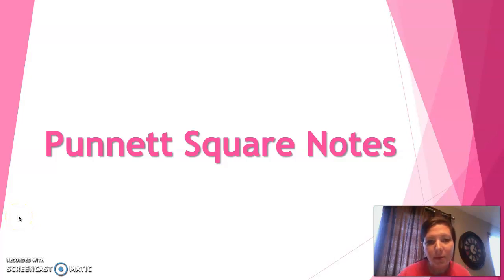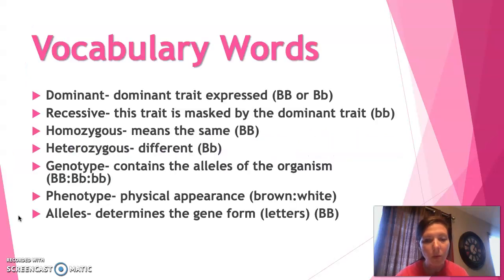Hello everyone. Today we're going to learn about Punnett square notes. And so we're going to start talking about monohybrids. So you're going to follow along in your notes that I have posted on Moodle for you, and you're going to follow with this PowerPoint. So we're going to start with some vocabulary words that I want to show you.